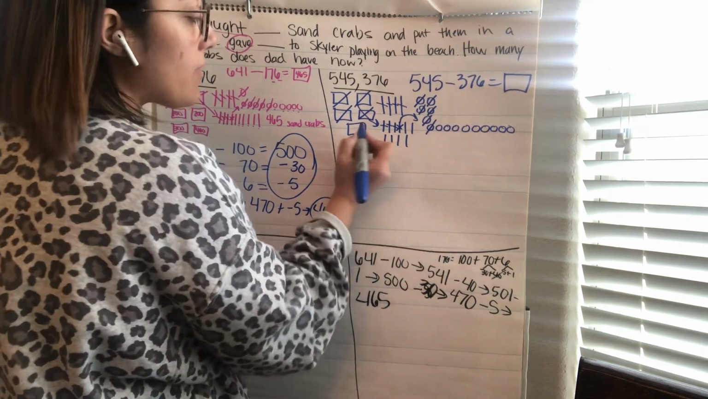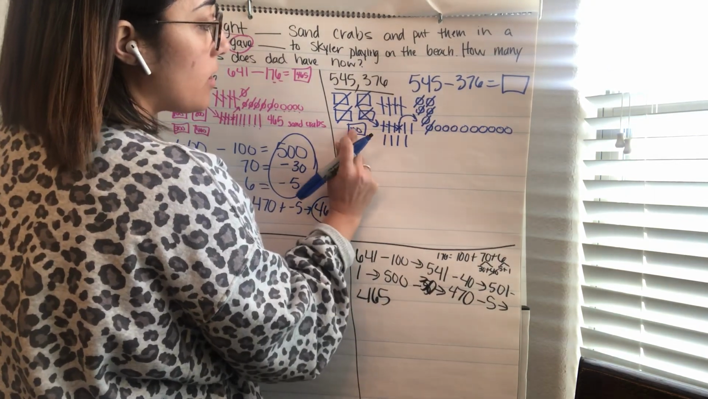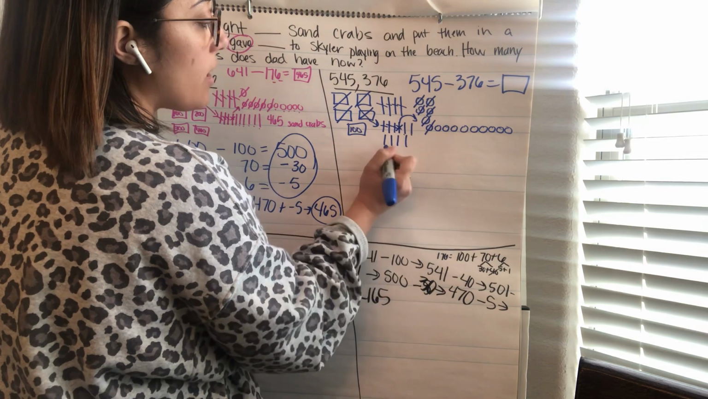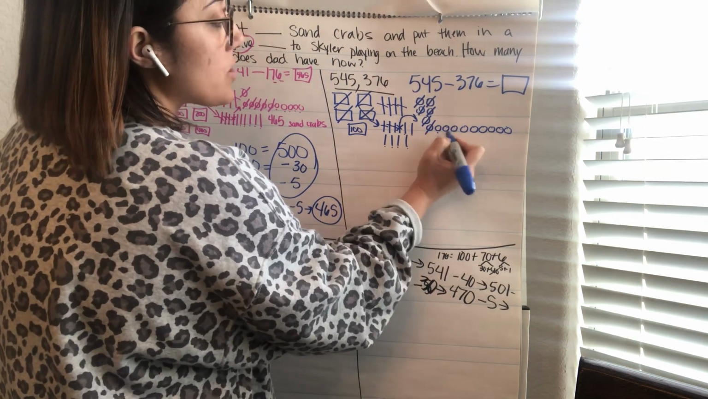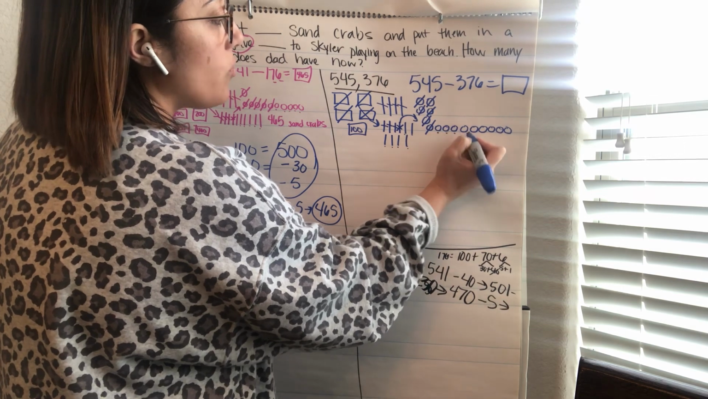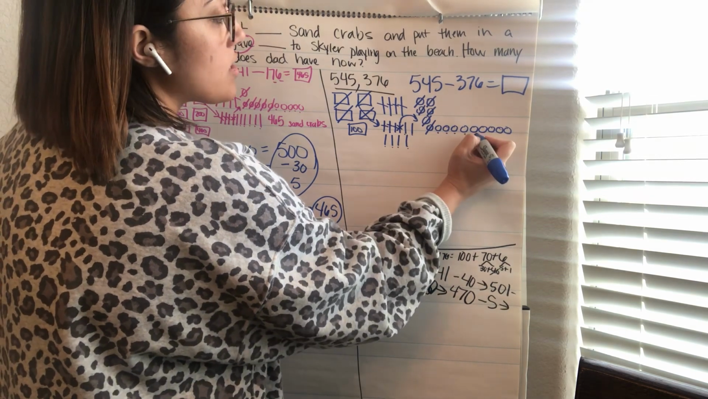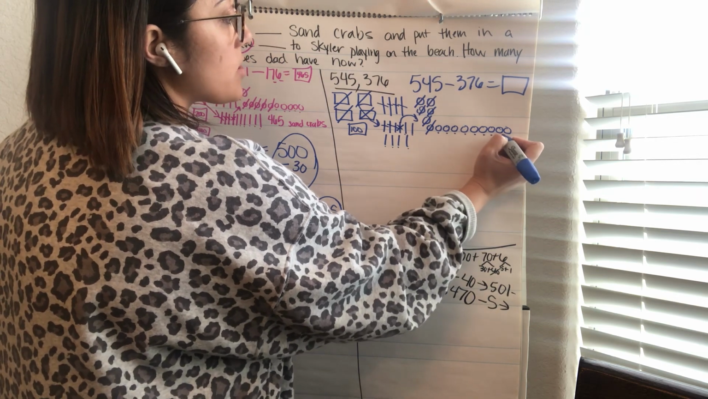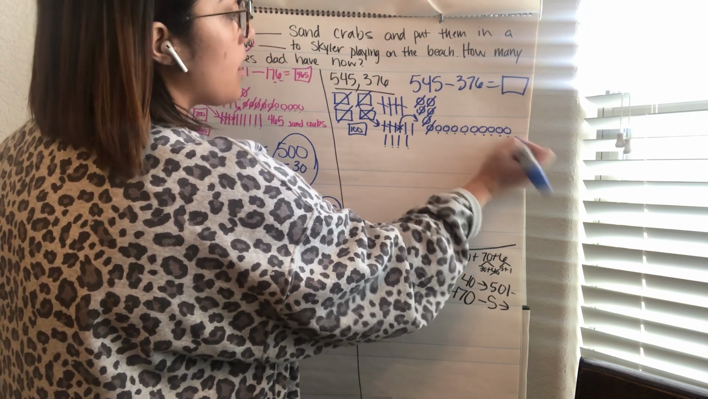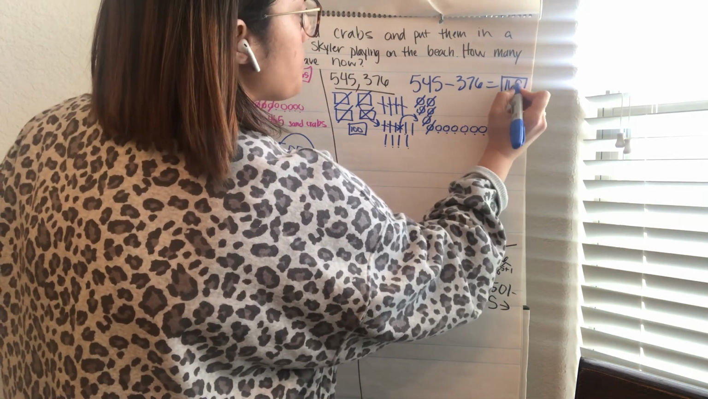And now I count up what I have left. So I have 100 here, 110, 20, 30, 40, 50, 60. So 160, 161, 162, 163, 164, 165, 166, 167, 168, and 169.